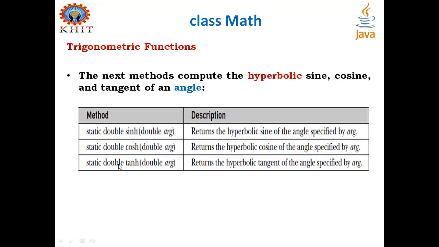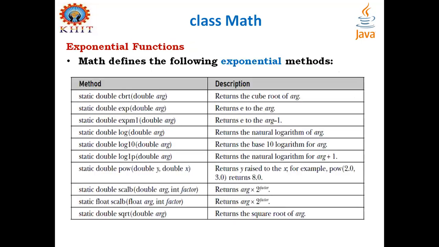Another set of methods computes the hyperbolic sine, cosine, and tangent of angles. These functions represent the hyperbolic format: sinh, cosh, tanh. That is the representation, right? And these are the set of methods the Math class supports for trigonometric calculations.